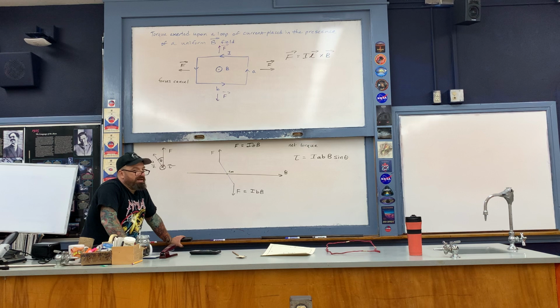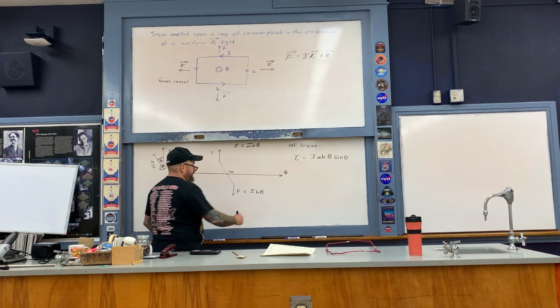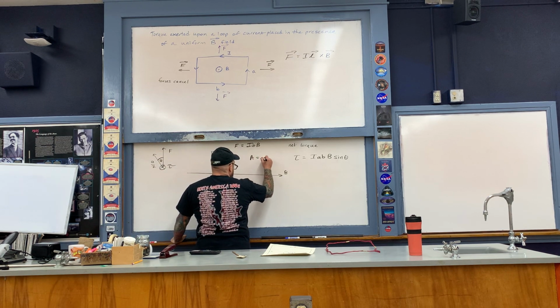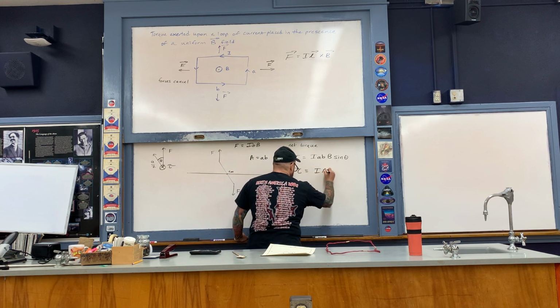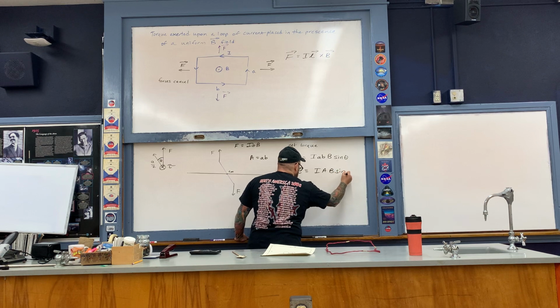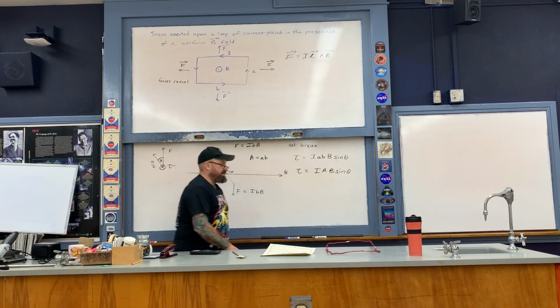Notice the a times b, the a times little b, that's the area of the rectangle. Let's just refer to that as capital A. So the area of the rectangle is a times b. And now let's write the expression like this.